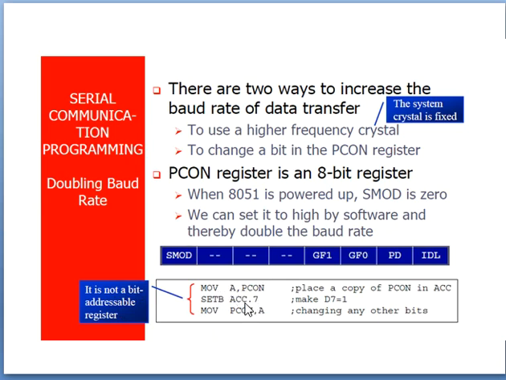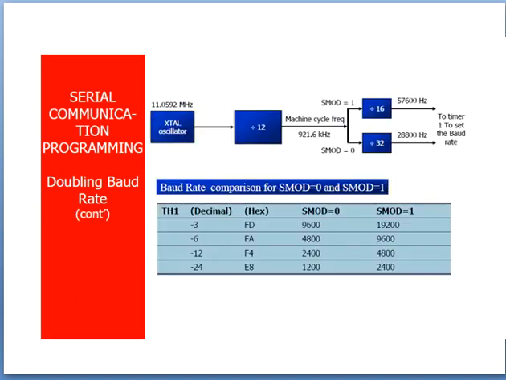Then we set the accumulator's 7th bit high. Then again we move that accumulator back into the PCON register. In this way we make the S mode high. Once you make the S mode high, there will be changes, so you can see here.